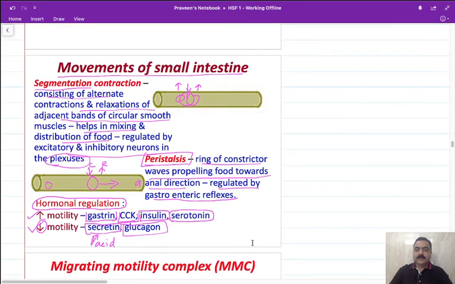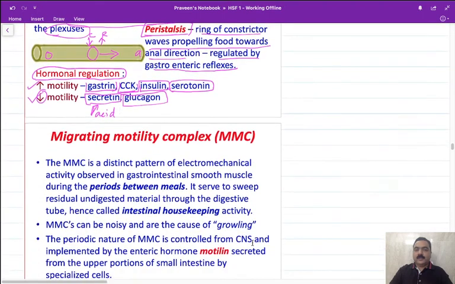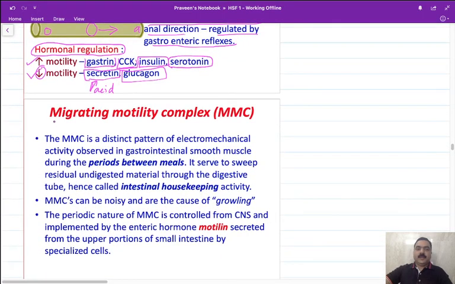Let's move forward. Another phenomenon that takes place here is called what? The migrating motility complex. This normally happens in between the meals. When the meal has been done and you are expecting a new meal to come, you have the migrating motility complex. For example, it is almost time for lunch, and maybe you have the daily habit of taking lunch at 12 noon. A few minutes before that, you start to hear some noise and growling sound in the intestine. That is due to the migrating motility complex.